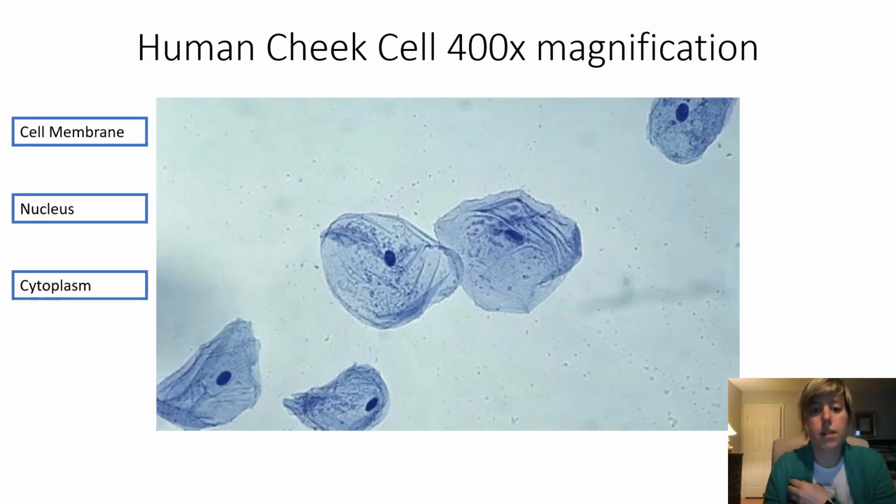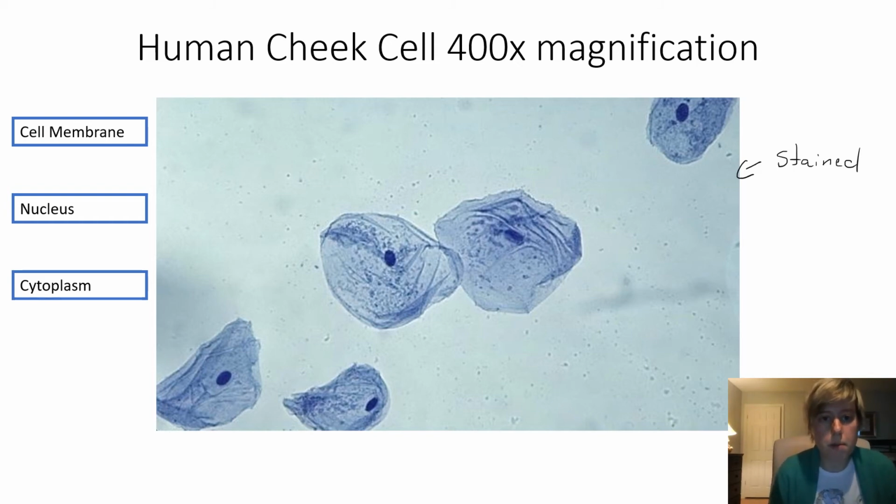So what we actually have right here is a picture of a human cheek cell at 400 times magnification. Key thing to show you is that your human cheek cell is not actually blue, it's transparent. These cells are actually stained. And the reason why they're stained is so you can actually see the different organelles.